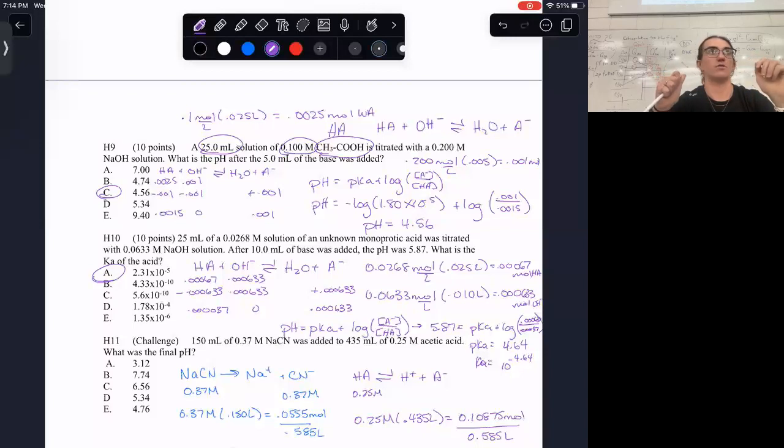Any other questions? If you have more moles of weak component than moles of strong component, you're before the equivalence point and can use the Henderson-Hasselbalch equation.